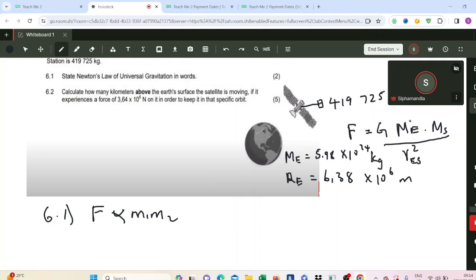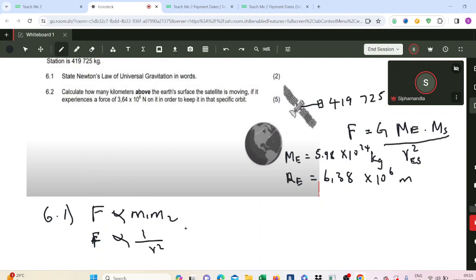In this case, the force is directly proportional to the mass of the earth times the mass of the satellite, and inversely proportional to the square of the distance between their centers, right? So the statement "between their centers" is very important. You will understand why I'm saying that.